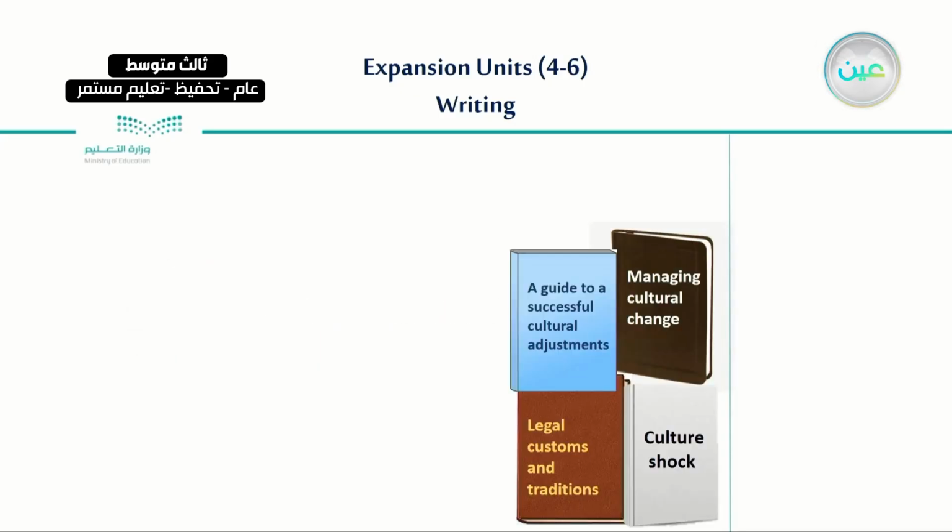At the bottom of page 73, you will see pictures of 4 different books. And as you are looking at these books, here are the titles of these books. Let's read them together, as we're going to talk a little bit about these books. So the first cover says, A Guide to a Successful Cultural Adjustment.